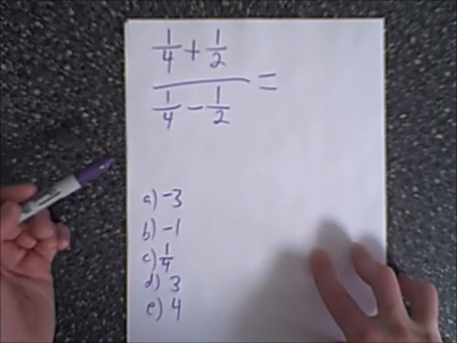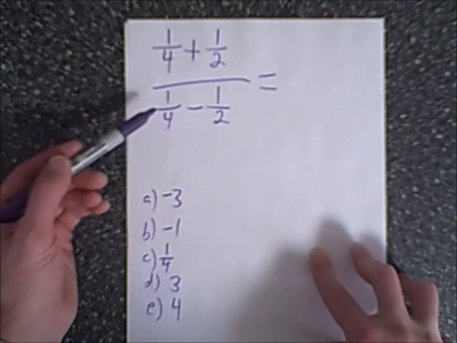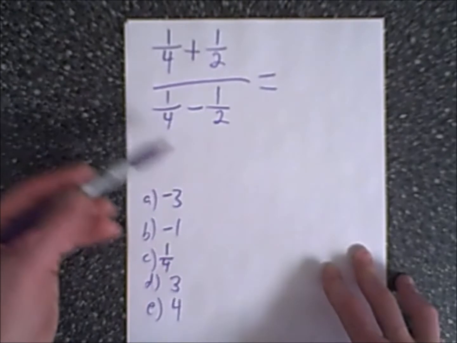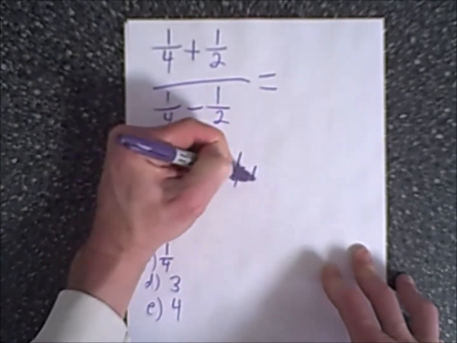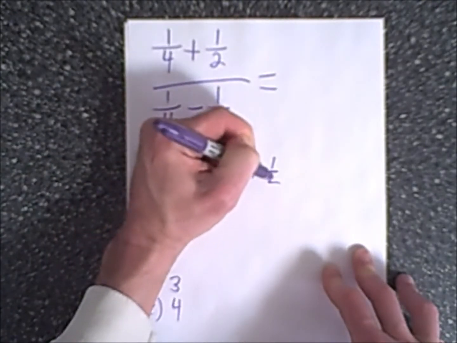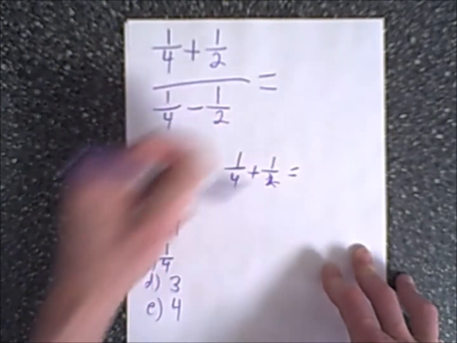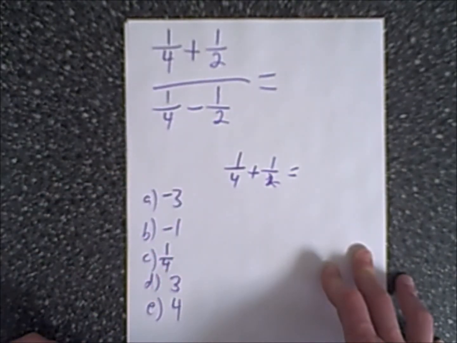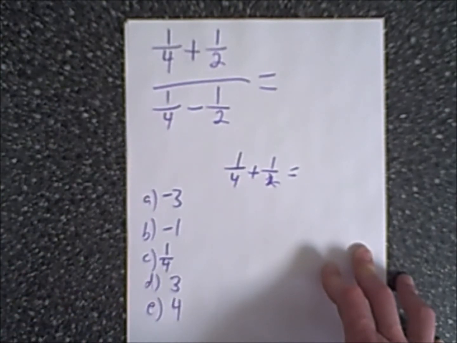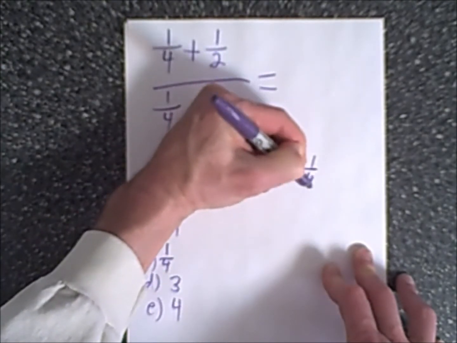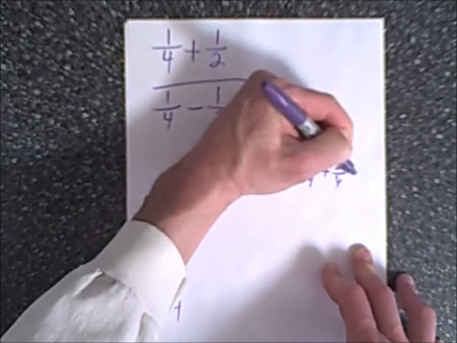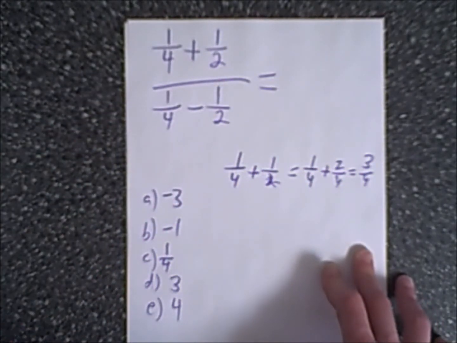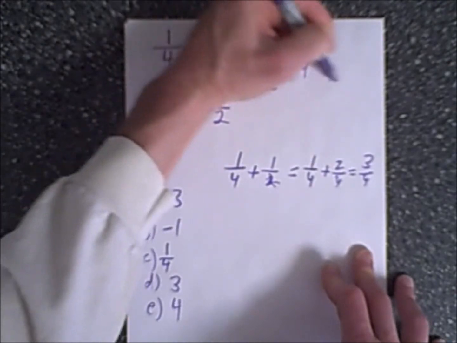As you know, when you work with fractions, you want to work with the numerator and denominator separately. So let's take the numerator, 1/4 plus 1/2, and find that. We, of course, want to get a common denominator. So for 1/4 and 1/2, the least common denominator would be 4. So 1/4 plus 2/4 equals 3/4. So that means our numerator is 3/4 up here.